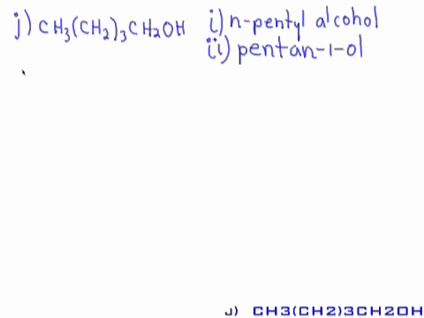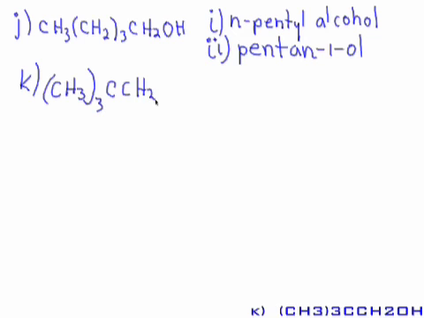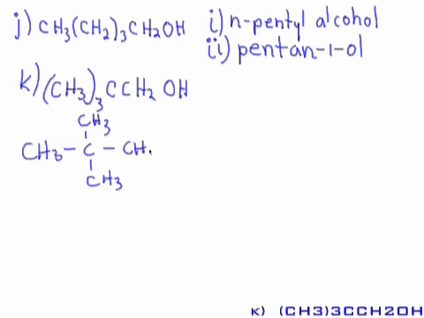K, only 2 more to go. K is written as CH3 in brackets 3 times, a CH2OH. Always worth drawing something like this out. The 3 methyls in brackets means 3 CH3 groups bound to that carbon. This is what this molecule means.